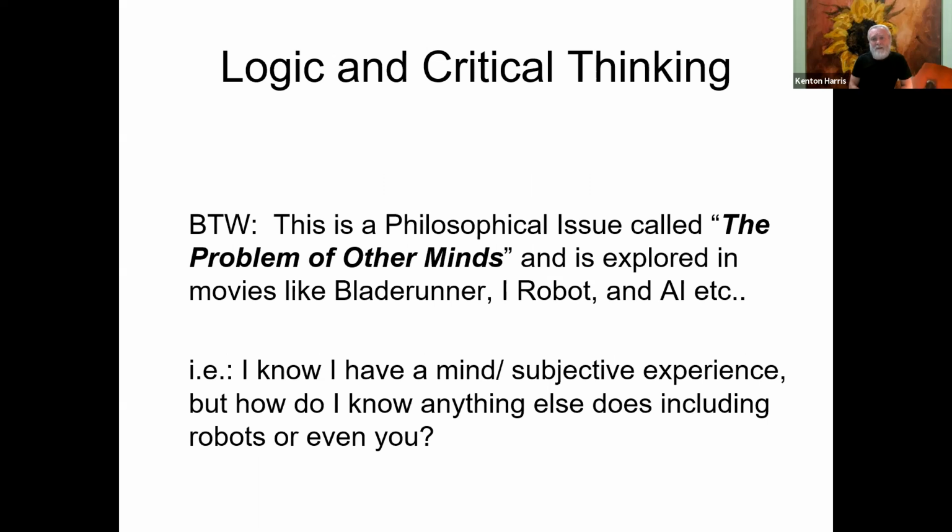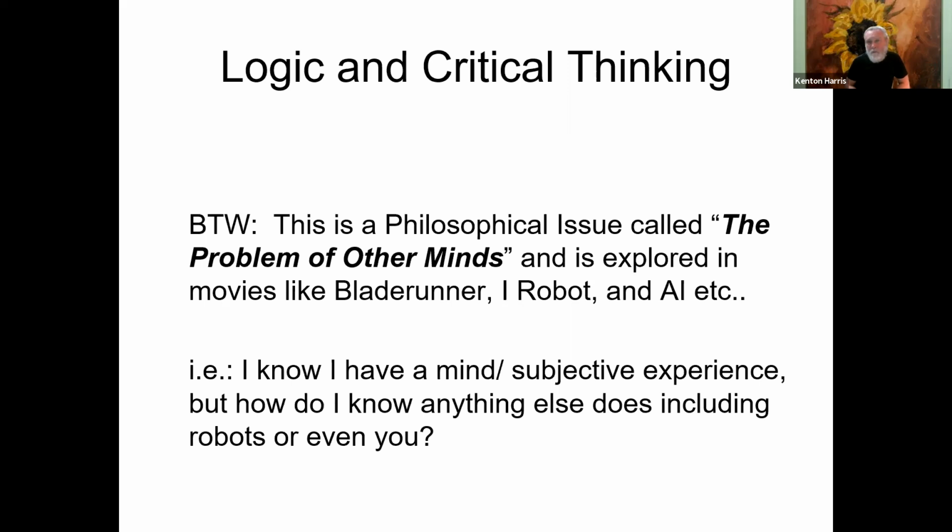By the way, this is a philosophical problem called the problem of other minds. And it's explored in movies like Blade Runner or iRobot or AI. There've been much more recent movies that do the same thing. This is a favorite theme for science fiction writers to explore, right? How do I know that this thing which appears to be conscious, in fact, is conscious?